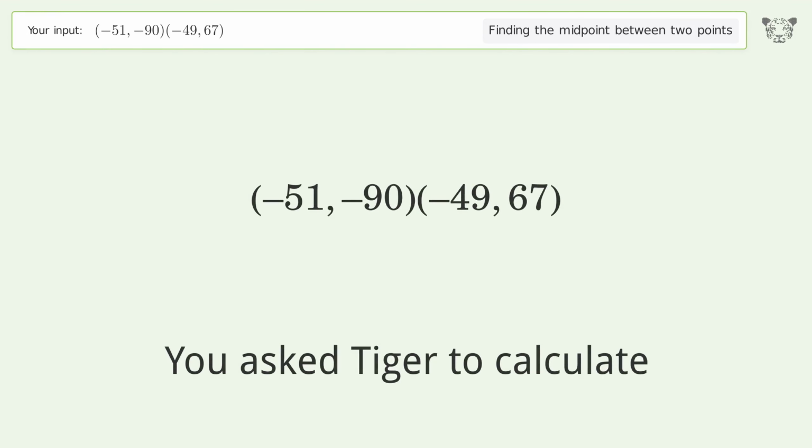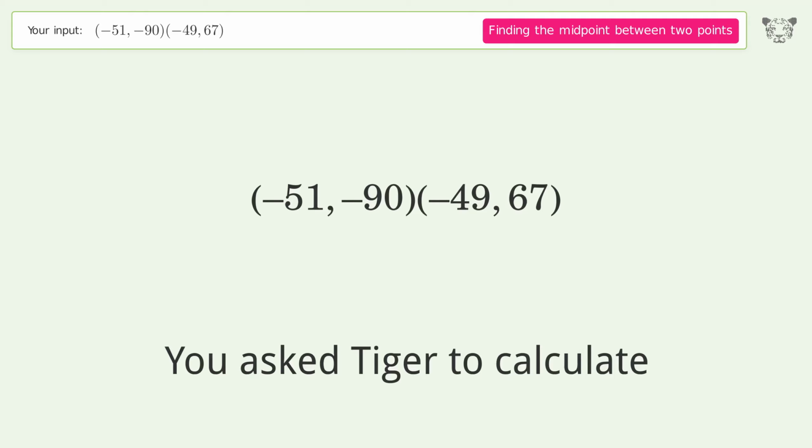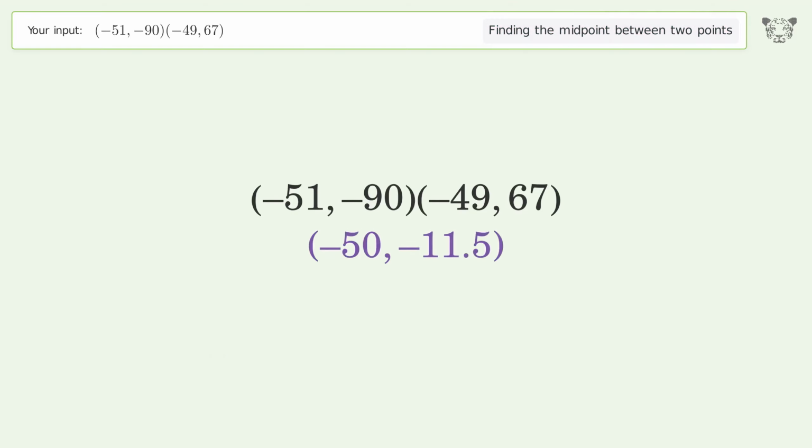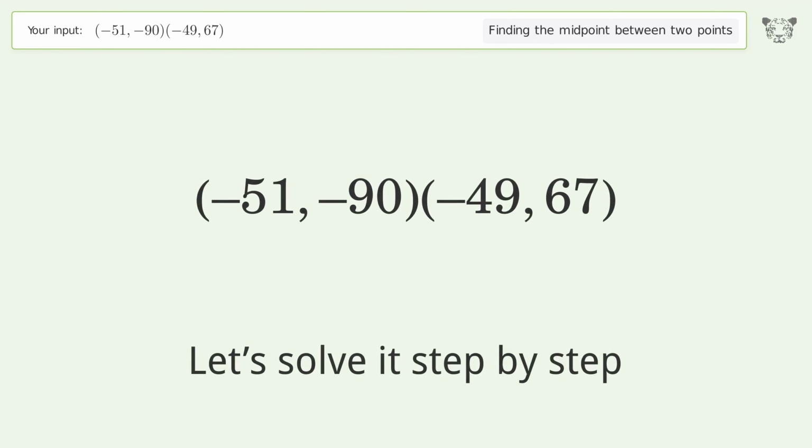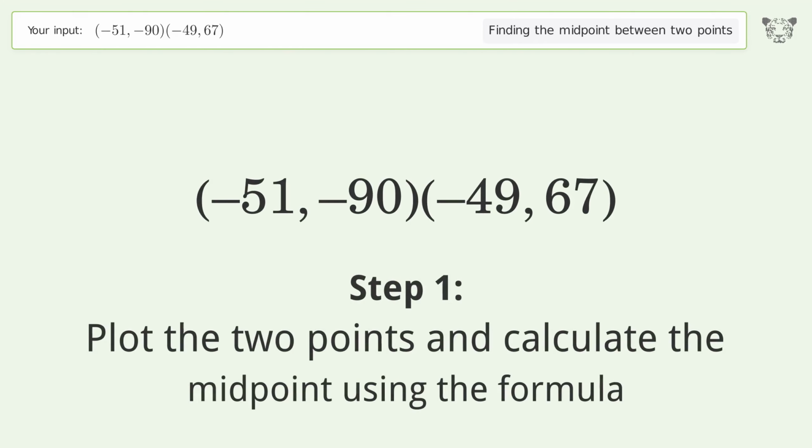You ask Tiger to calculate. This deals with finding the midpoint between 2 points. The midpoint between the 2 points is -50, -11.5. Let's solve it step by step. Plot the 2 points and calculate the midpoint using the formula.